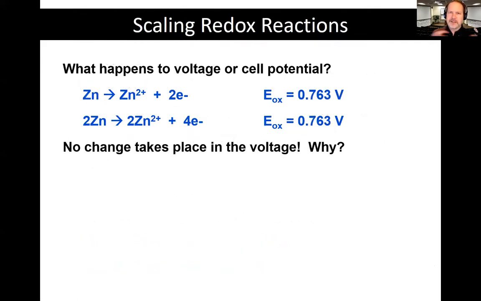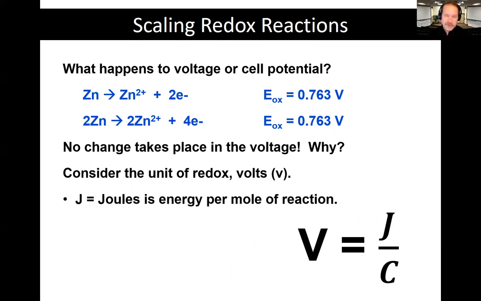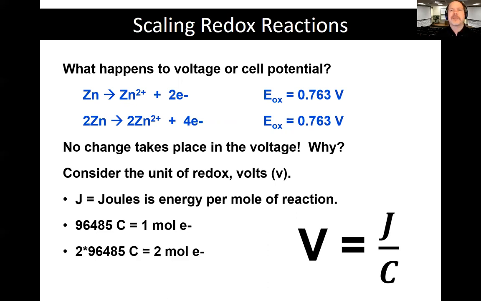What? But all the other ones change. Why didn't this change? Well, we need to consider the units of redox, volts. Volts is defined as joules per coulomb. Joule, of course, is the energy of a chemical reaction, or kilojoules, doesn't matter, but it's energy, joules, divided by coulombs. That's a little bit newer for us. What is a coulomb? Well, 96,485 coulombs is 1 mole of electrons. And if I had 2 moles, I would have twice as many coulombs.